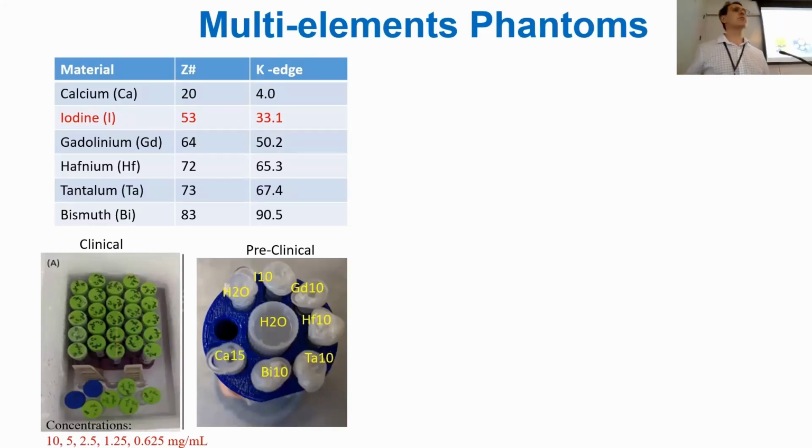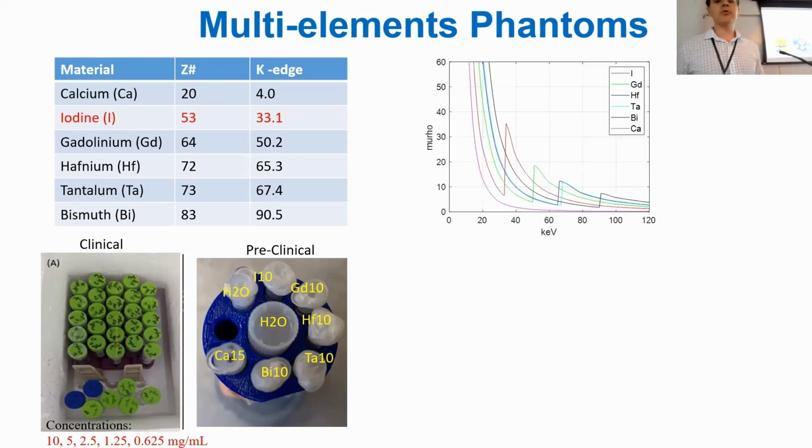So we have calcium, of course, but then all the others are high Z elements that have a K-edge. If you look at their K-edges, we have iodine at 34, then gadolinium at 50 keV, and then tantalum and hafnium, which are close to 65. And then we have bismuth around 90. So the phantoms that we're going to use are in the lower part of the slide there.